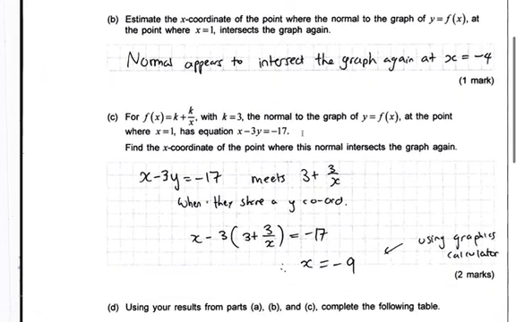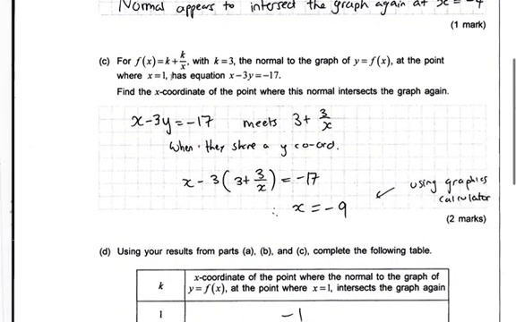And then we consider when k equals 3, at the point where x equals 1. We have the equation x take 3y equals negative 17, and that equation is the normal of the graph. What we want to do is find an x-coordinate point where the normal intersects the graph again. Well, obviously, they're both going to have the same y-coordinate when they intersect. Okay? So what we can do is set 3 plus 3 on x, which is the value of y if we substitute in k equals 3, in the place of y in our normal equation, and we get this: x take 3 lots of 3 plus 3 on x is equal to negative 17.